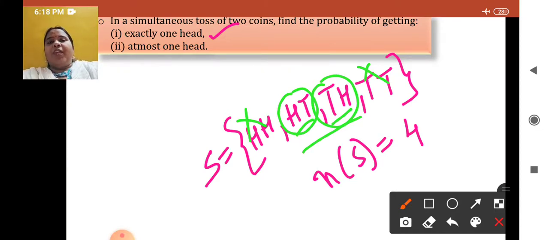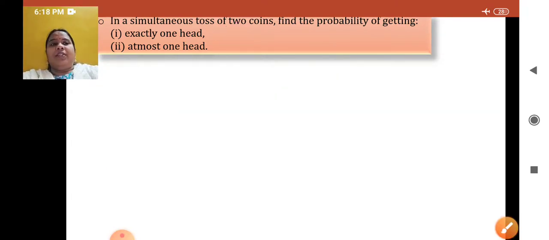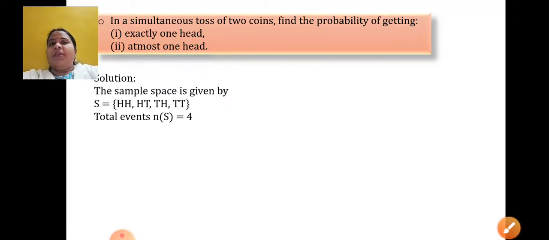Yes, so n of A, suppose I write that event as A, will be equal to 2 and n of S is 4. So you can find the probability. I hope this concept is clear. Yes, so let's see how the sample space can be written. The sample space is written as HH, HT, TH and TT. Total events or n of S is how much? 4. Yes. Now we come to the first event that is given.